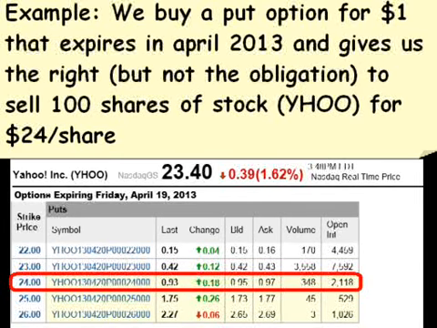Now, for our example, we are going to assume that we buy this put option, and I'm going to round it up to $1. So we're paying $1 for it, and it expires on April of 2013, and it gives us the right, but not the obligation, to sell 100 shares of stock. In this case, it's YHOO or Yahoo for $24 a share.